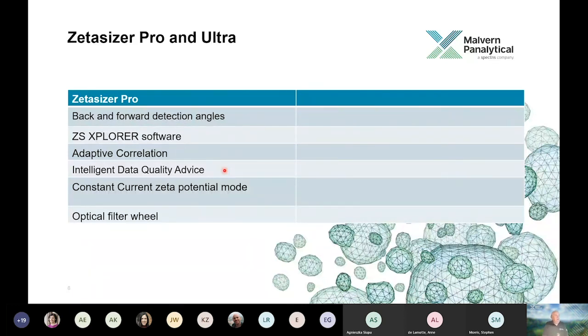The optical filter wheel, two main things there. One is a fluorescence filter. So if we're trying to measure samples that we know are causing fluorescence at the wavelength of the laser we're operating at, we can put a narrowband filter in, which only allows scattered light of the wavelength of the laser to pass through into the detector. So that improves our signal to noise in fluorescent materials.